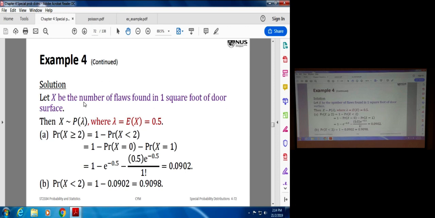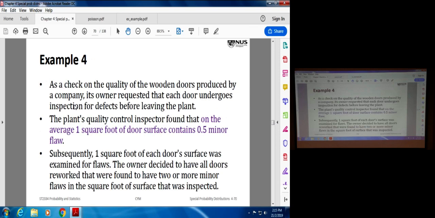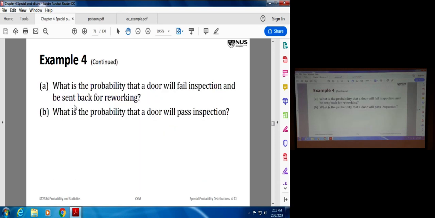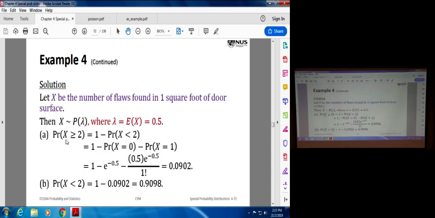So of course, we're using the Poisson distribution, so there's no mystery what we're doing. We assume that x is the number of flaws found in 1 square foot of a door surface. Okay, and we assume that x is Poisson with parameter lambda, and the expected value of x is 0.5. Okay, so now the probability that you fail is that you have found at least 2 flaws.